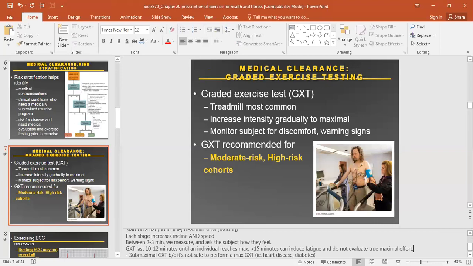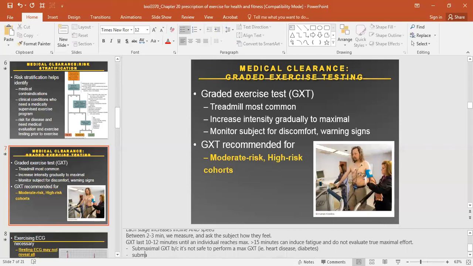Submaximal graded exercise tests maybe last a little bit shorter than that, but it depends on the test. There's one submaximal test where you can do 2 3-minute stages with a rest stage in between. So graded exercise testing can vary.